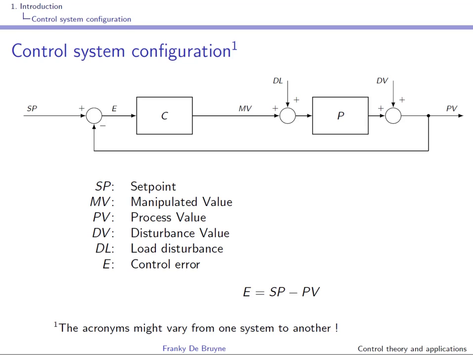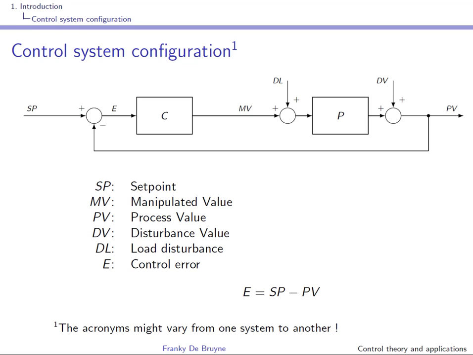The process input is MV, the manipulated value. The manipulated value is the value you can act on to influence the system output. The system output is PV, the process value, and it is the variable that is controlled. There are in general two other undesired inputs that are affecting PV. This is why these inputs are called disturbances.